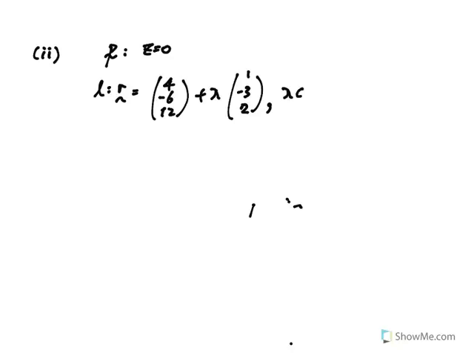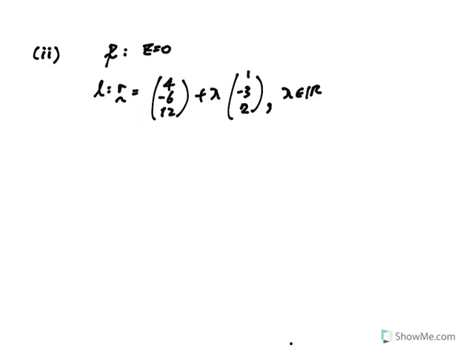The line equation gives us r. Let me just write it this way: this is the same as (4, -6, 12) plus lambda times (1, -3, 2), where lambda is a real number. So from here, again, what we do is we try to solve them simultaneously.